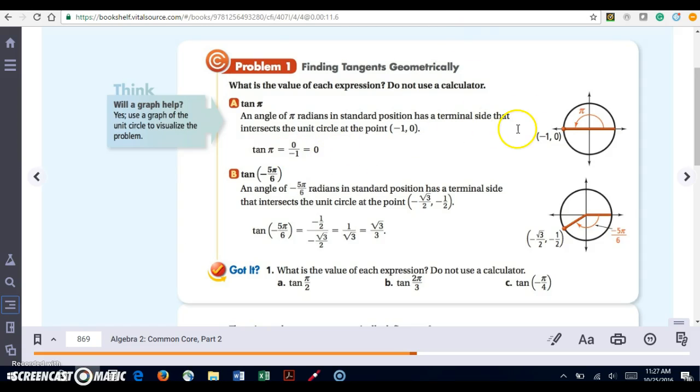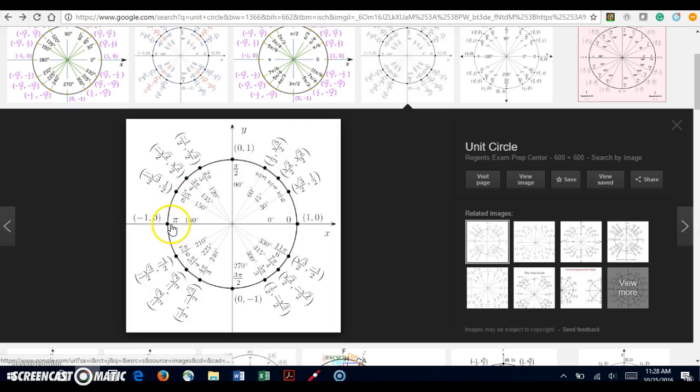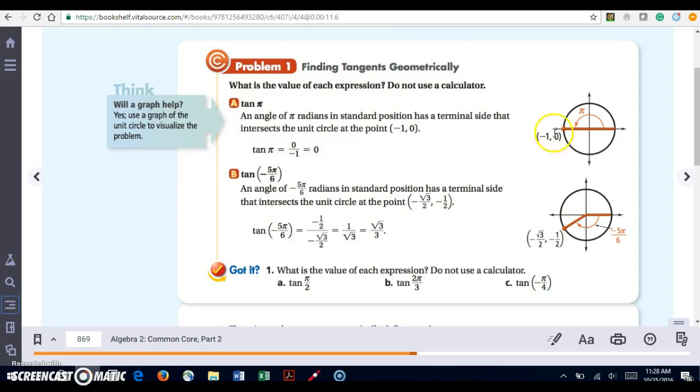And so, with that being said, for A, it says the tangent of pi. And so if you remember, tangent is just my y value over my x value. So I'm going to look at my point pi, in case you don't know it. And so here I have pi, and pi is at -1, 0. We didn't even need the unit circle, but just in case. And then I just do 0 over -1, which is 0. So tan pi is 0.